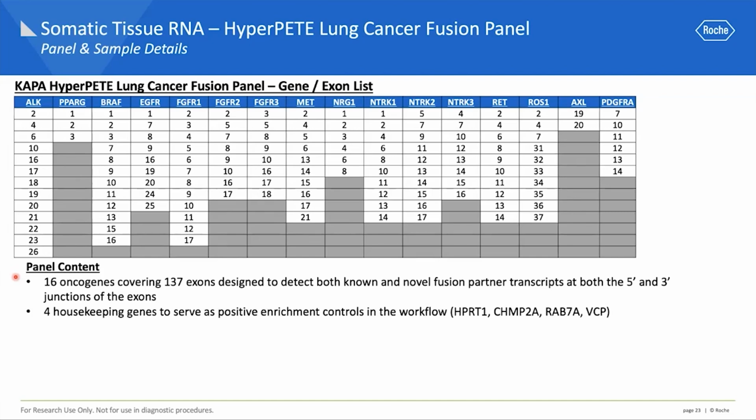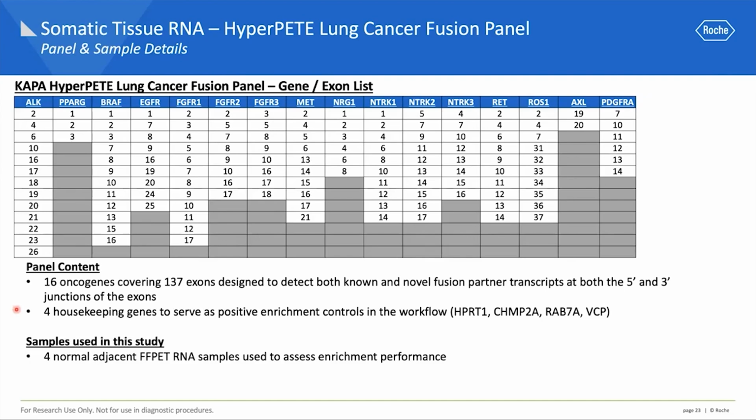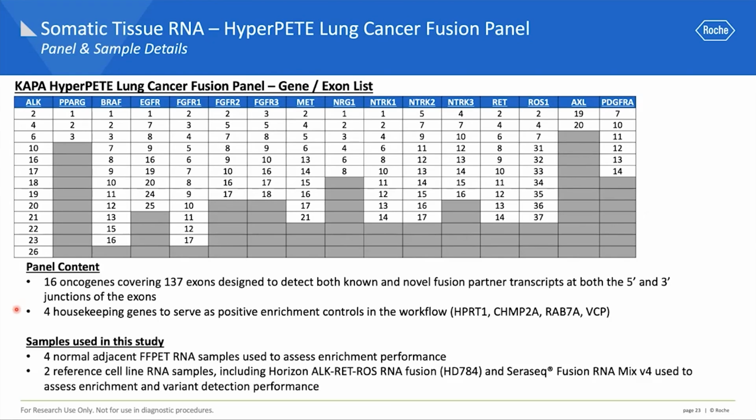We also include 4 housekeeping genes to serve as positive enrichment controls within the workflow, and those genes are listed here. These genes are expressed at varying levels across different tissues, but they are ubiquitously expressed genes. The samples used in this study are 4 normal adjacent FFPE RNA samples, again, used to assess enrichment performance, as well as 2 cell line reference RNA samples, including this Horizon fusion mix and the Seraseq fusion RNA mix, to assess enrichment and the variant detection performance.